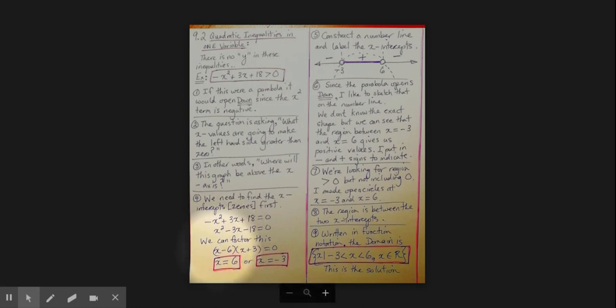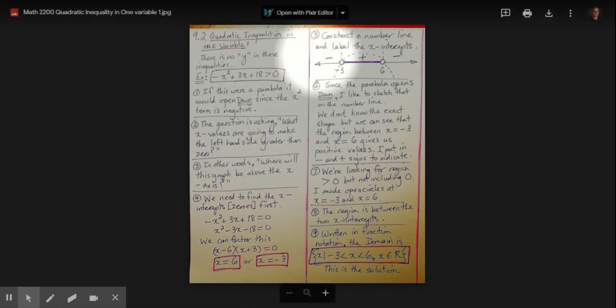And we can see here that when we turn it into two binomials, we get x is equal to 6 and x is equal to -3. So those are the two numbers that if you plug them back into the quadratic, they will turn all of this into 0. Next, we're going to construct a number line and put in the two x-intercepts.